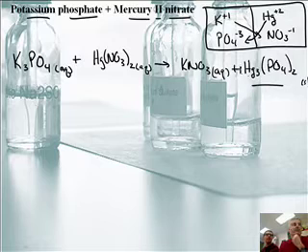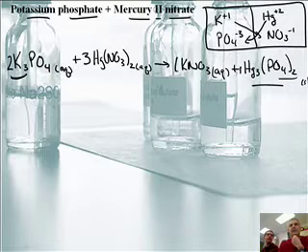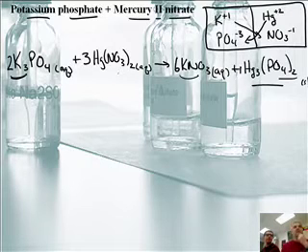All right, that's my most complex one, right? So I'm going to put a 1 there, and let's balance the mercury. I put a 3 there. I've got 2 phosphates, so if I put a 2 here, that gives me 6 potassiums, so I put a 6 here. That gives me 6 nitrates. Look at that, there's 6. So that's our complete equation.